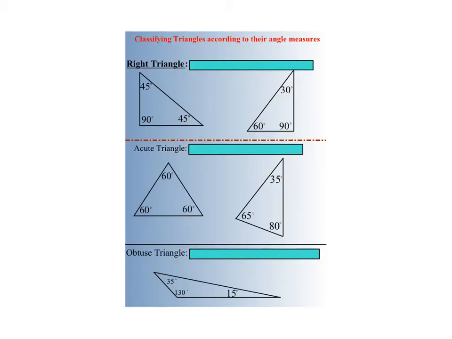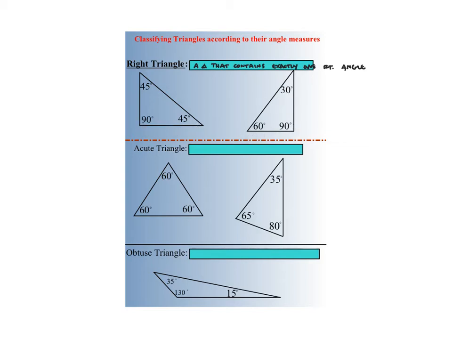Okay, let's start with classifying triangles based on their angle measures. A right triangle is a triangle that contains exactly one right angle. A triangle can't contain more than one right angle, otherwise it wouldn't be able to be a triangle. You can see in these diagrams I've got a 90, I've got a 90. These are special right triangles: a 45, 45, 90 and a 30, 60, 90.